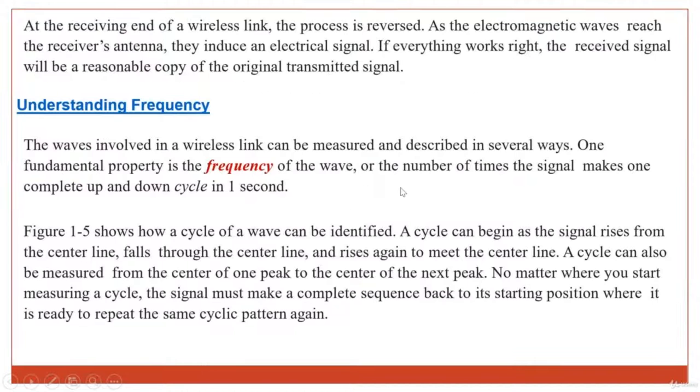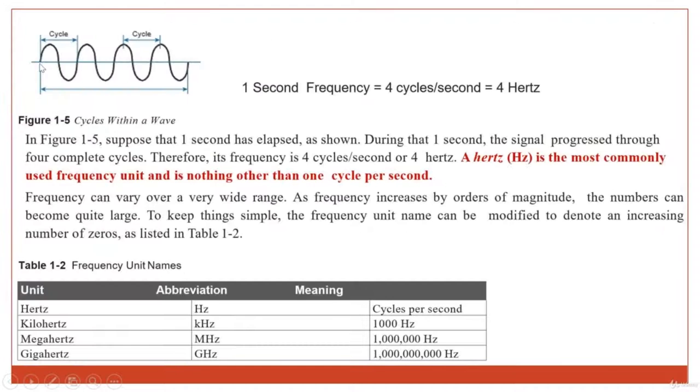Okay, so let me show you the definition. I have taken the definition as well. Here you can see frequency is the number of times the signal makes one complete up and down cycle. So when you go up and down in 1 second, suppose you are making 4 up and down cycles in 1 second, then your frequency is 4 hertz.